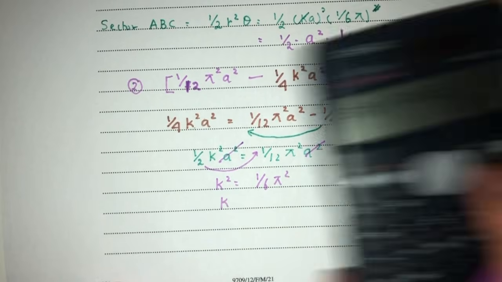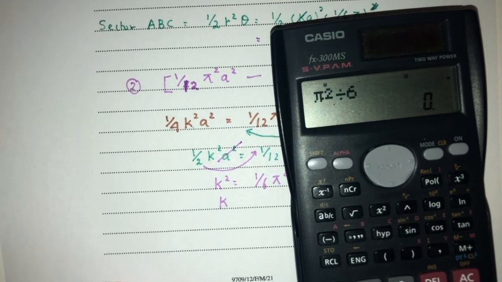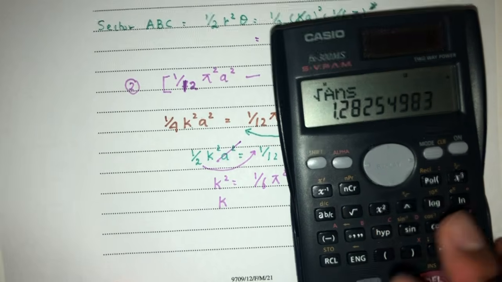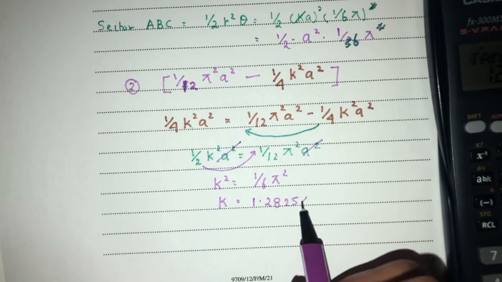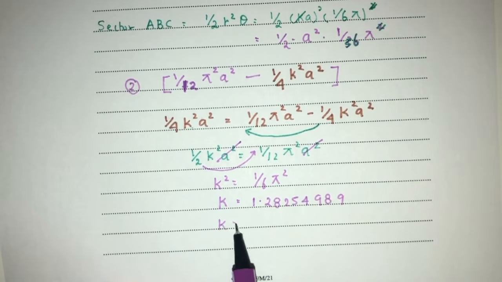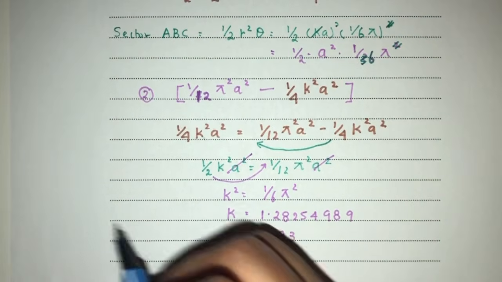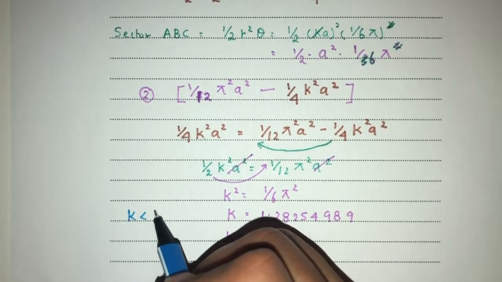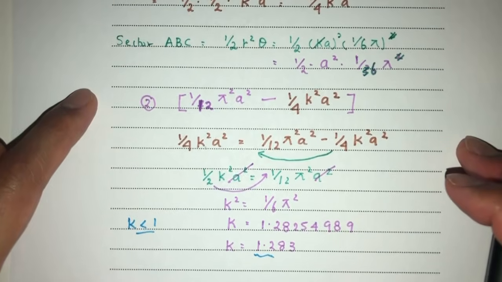K will be what? Pi square divided by 6. Root of that should be 1.2825499. But your answer has to be correct to 4 SF, so K has to be 1.283. But K has to be less than the value of 1. This is not the right value. Let me see where I made a mistake. So, okay, I see it now.